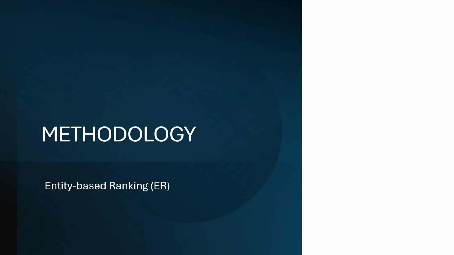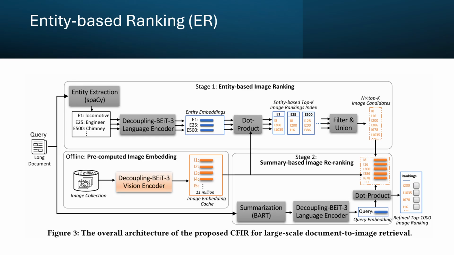For methodology, the entity-based ranking, or ER stage, serves two primary functions. First, it generates a top-K ranking of images for each unique named entity extracted from long text queries, thereby mitigating ambiguity and partial associations. Second, ER effectively prunes irrelevant image candidates, paving the way for the subsequent re-ranking.